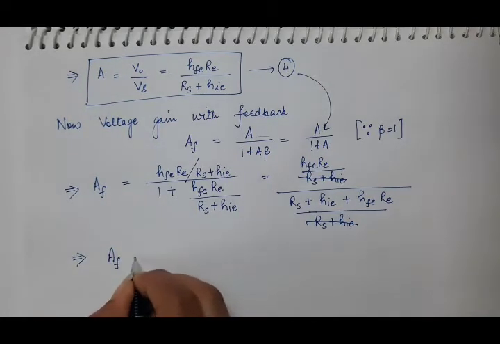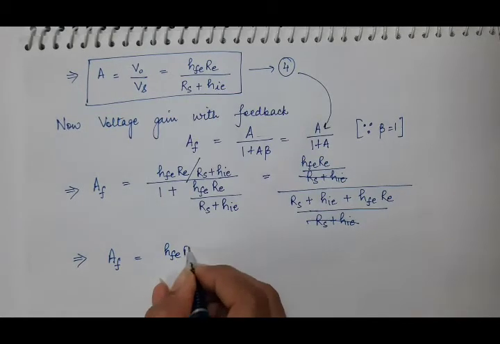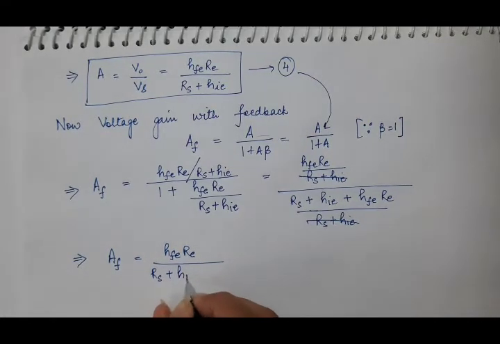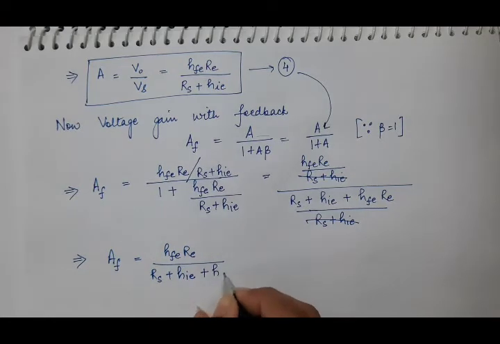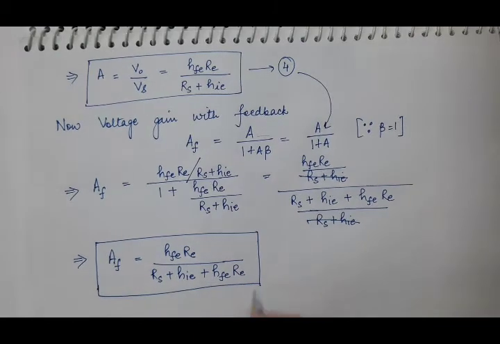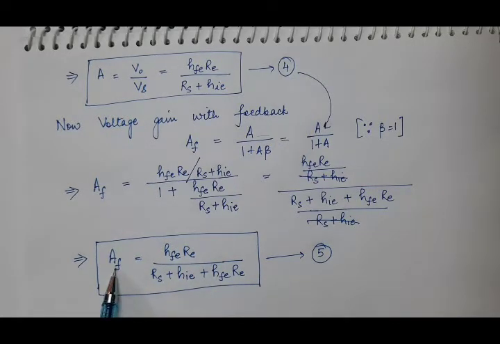So the value of voltage gain with feedback comes out to be HFE Re upon Rs plus HIE plus HFE Re. So suppose this AF is equation number 5th. So this is the voltage gain with feedback.